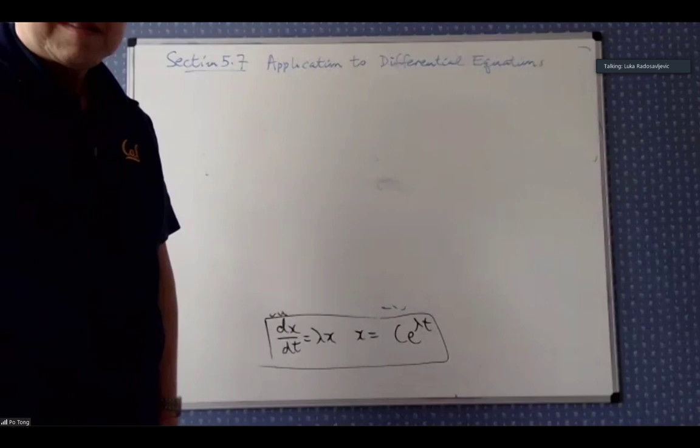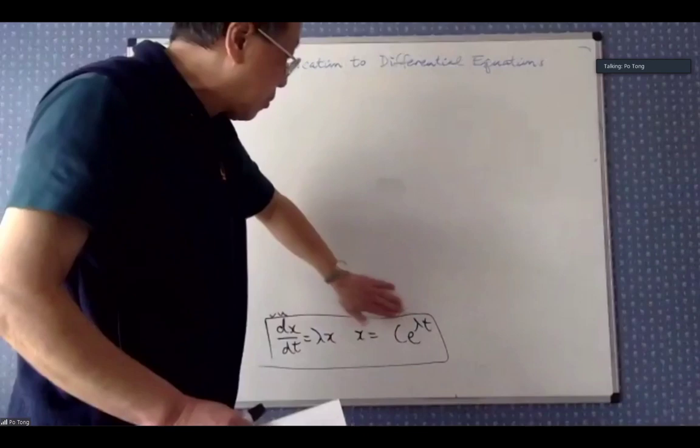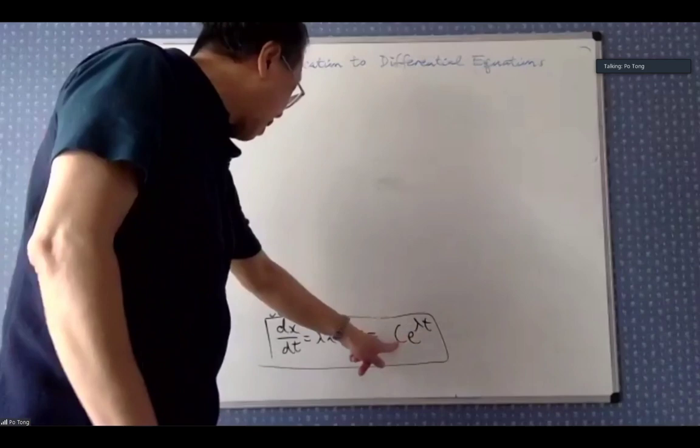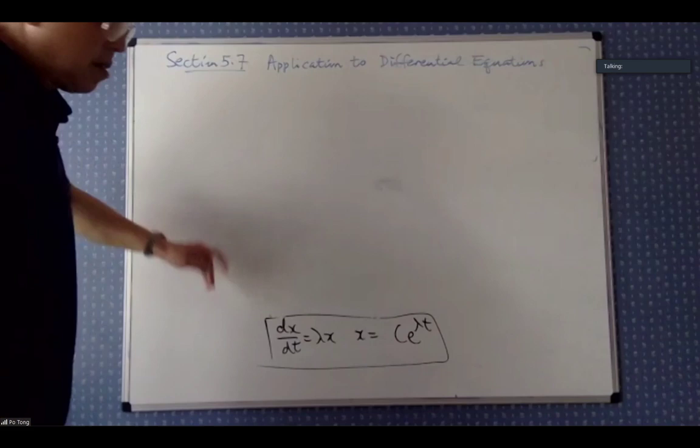Okay. Sorry, I messed up. I put the extra lambda there. Even though it doesn't hurt, it's not good. This is the right thing to do: a constant times e to the power lambda t. Because if you differentiate this, you will take the lambda down here, and then you will have lambda.